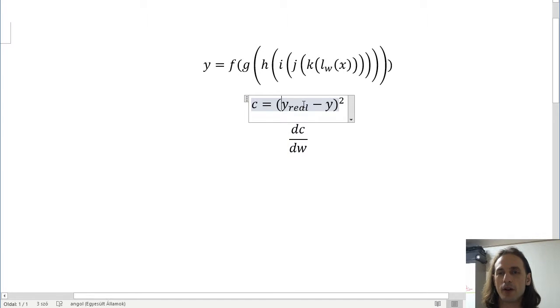We are trying to figure out the parameters of all these functions so that the real values will be as close to our calculated values as we can get. Of course, because we'll have a lot of examples, it will probably never be exactly 0, but we want to minimize it. We want to make it as small as possible. So how do we calculate this?